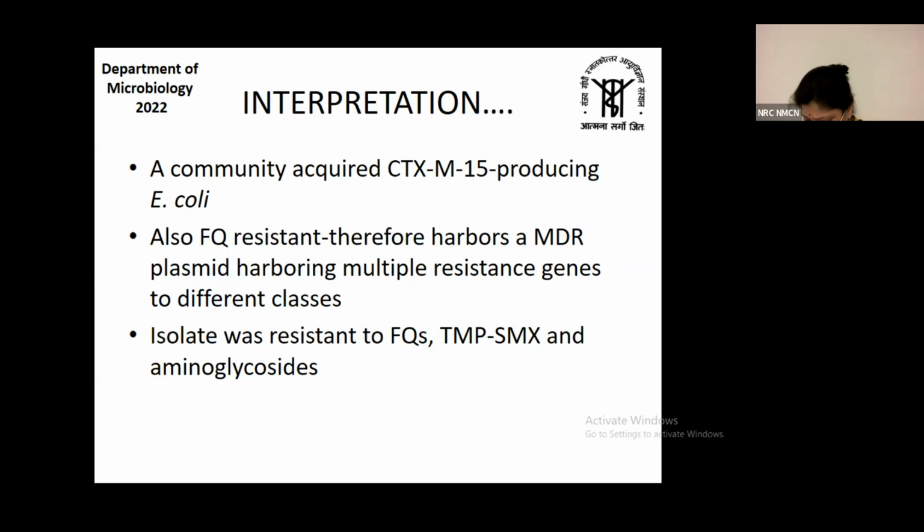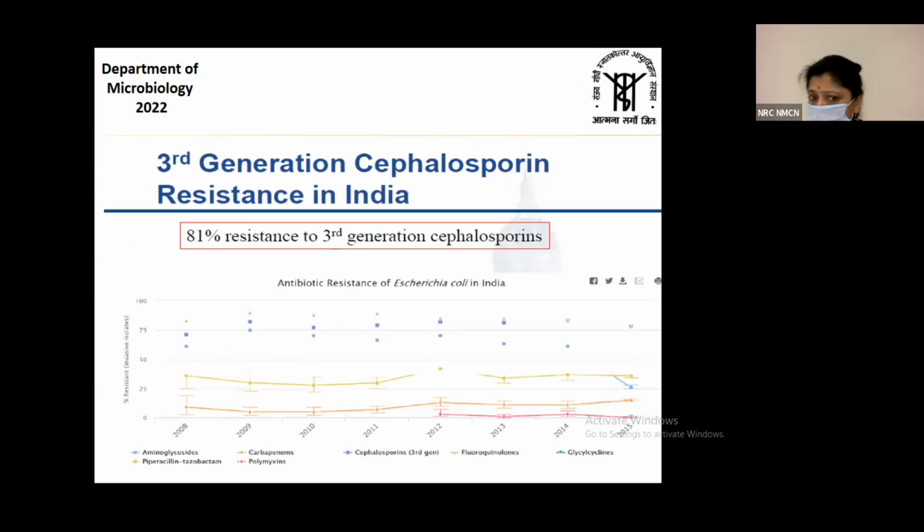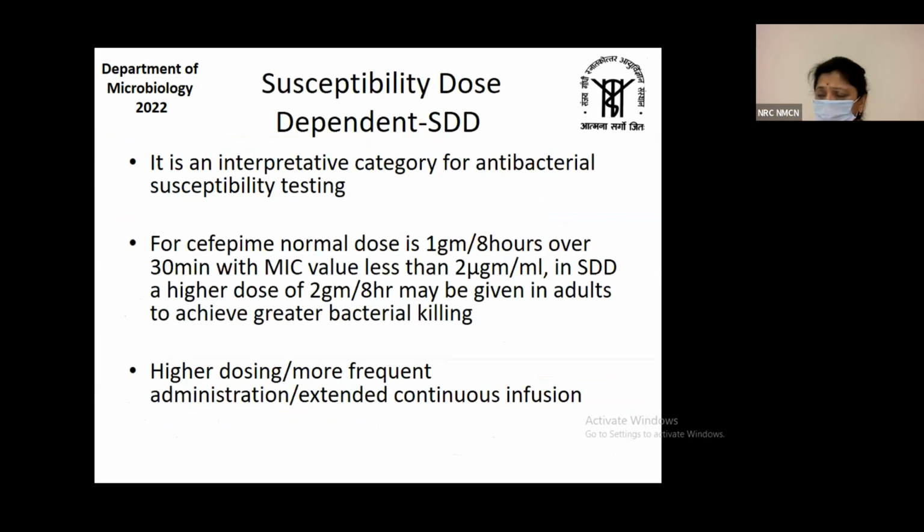And most probably the mechanism of resistance was a plasmid, an extra chromosomal genetic element which can harbor genes to several classes of antibiotics. Okay. So as I told you, the situation in India is grim. In our ICU, in fact, there is nearly more than 95% resistance to third generation cephalosporins and quinolones. Even in the community, there is a high percentage of resistance to most of the oral antibiotics.